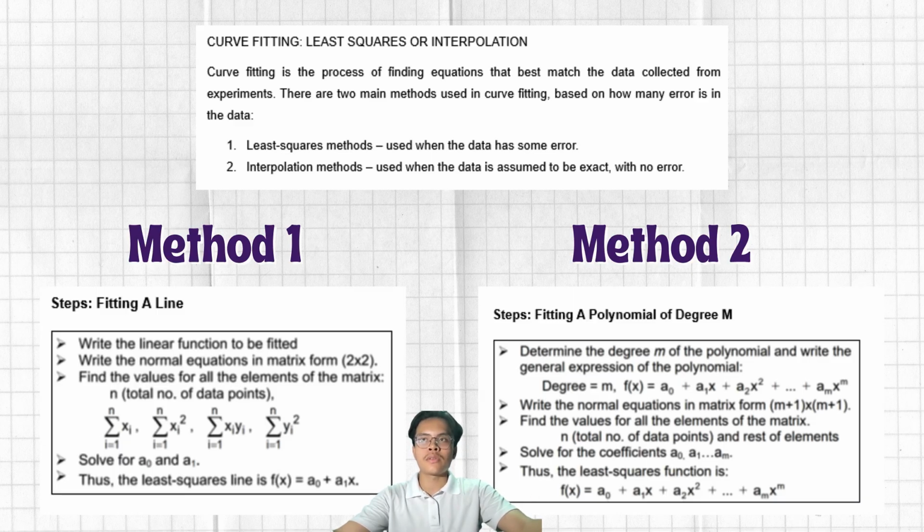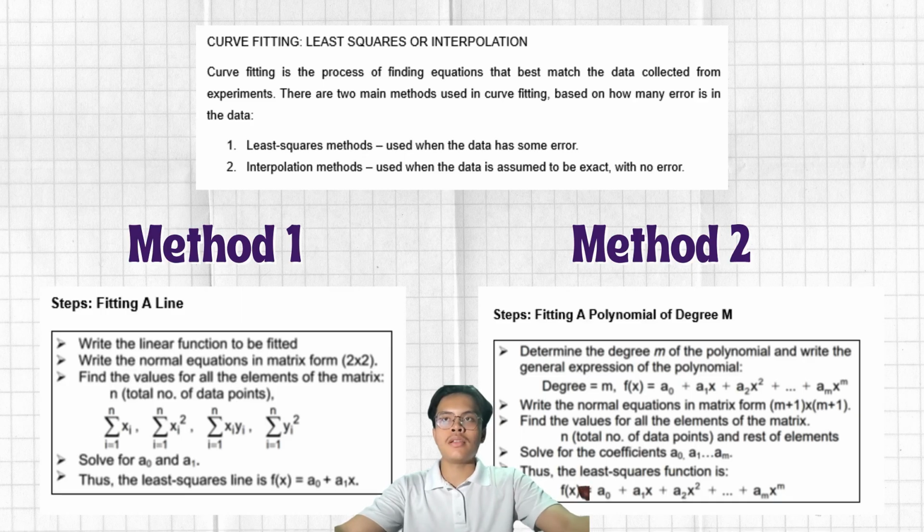predicted by the line. So the steps of fitting a line are: write the linear function to be fitted, find the normal equation in the matrix form 2 by 2, find the values for all the elements of the matrix, n being the number of data points, as in the equation. So for a0 and a1, thus the least squares line is f(x) equals a0 plus a1x.